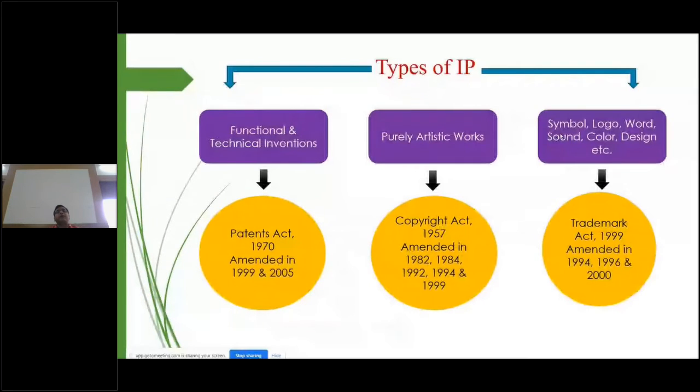Typically, IPR is divided into three sections. Functional and technical inventions fall under the Patent Act 1970, amended in 1999 and 2005. Purely artistic work falls under the Copyright Act 1957, amended in 1982, 84, 92, 94, and 99. And the last one is the simple logo, word, sound, color, design, etc. It is under the Trademark Act 1999, amended in 94, 96, and 2000.